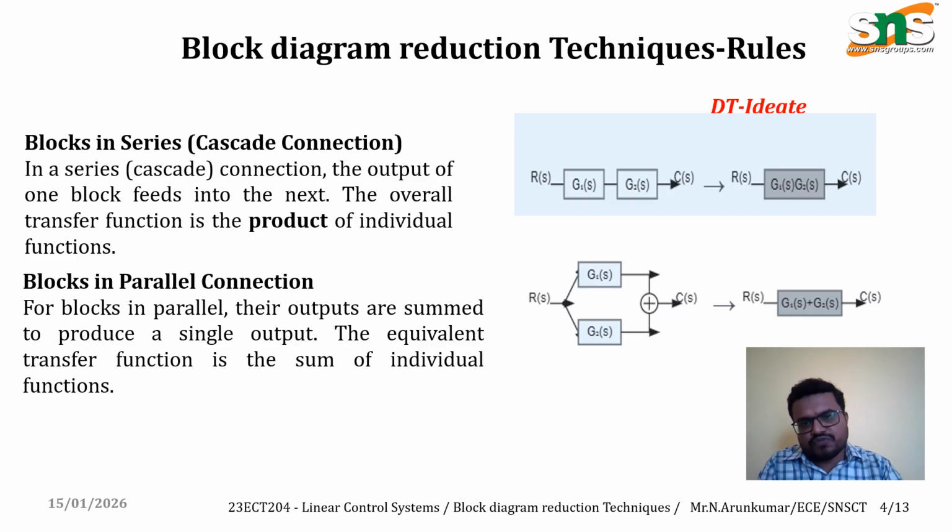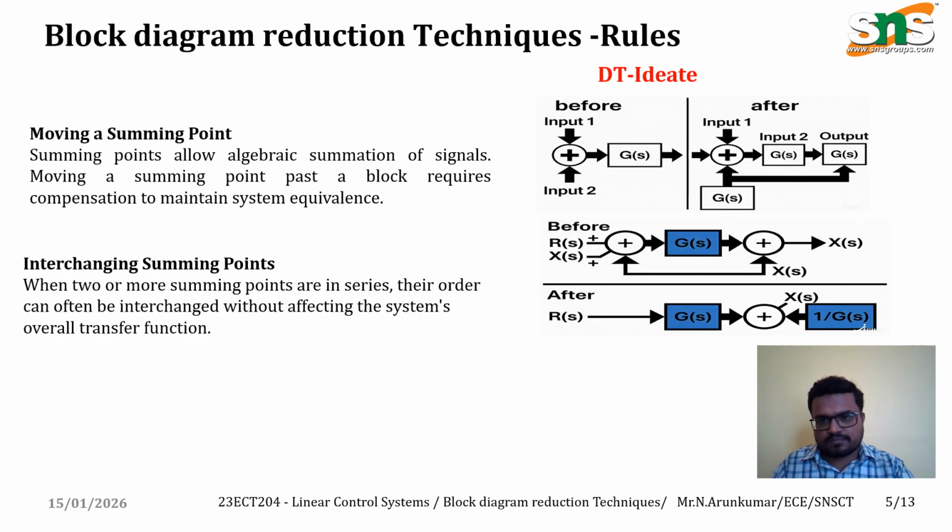These are the rules formed based on the block diagram reduction techniques. The first rule: if the blocks are in series, for example G1(s) and G2(s), then multiplication is done, giving G1(s) G2(s). And if the blocks are in parallel connection, then addition is done, because G1(s) and G2(s) are added by a plus symbol, so G1(s) plus G2(s). These two combinations are formed based on the reduction rules.